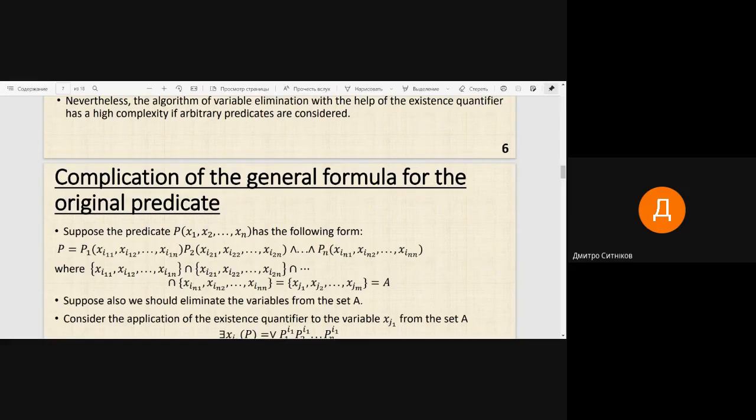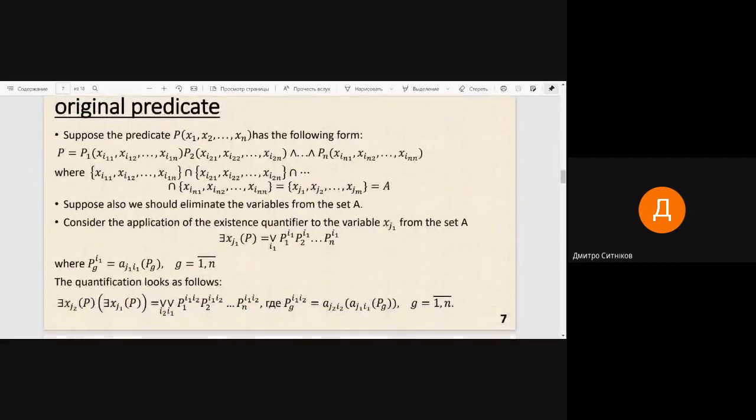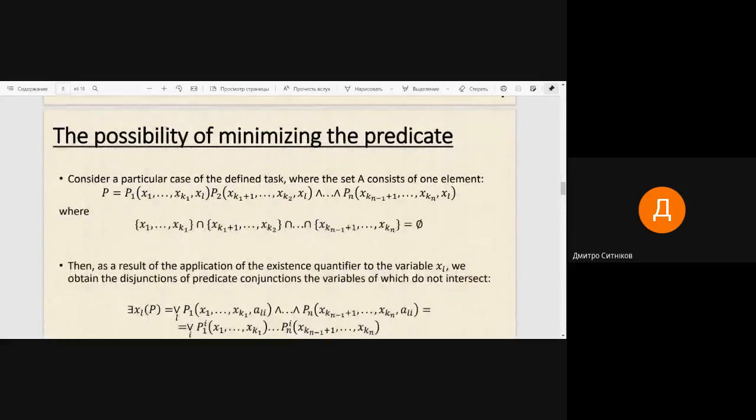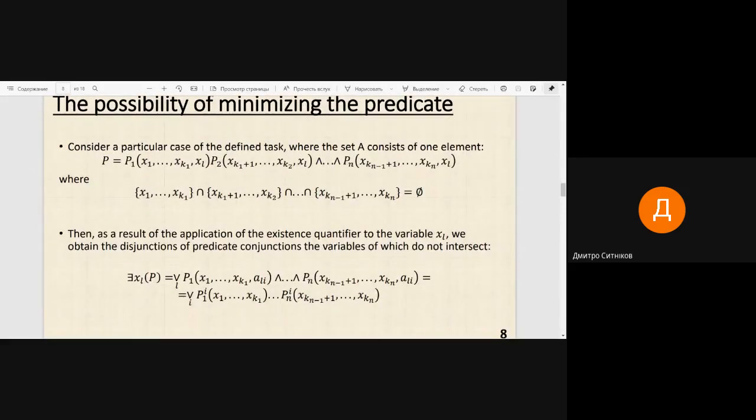Complication of the general formula for the original predicate. We are showing that, in principle, if we do not distinguish between different types of predicates, the size of the formula grows exponentially. This is why we have developed some methods allowing us to avoid this problem. The possibility of minimizing the predicate.